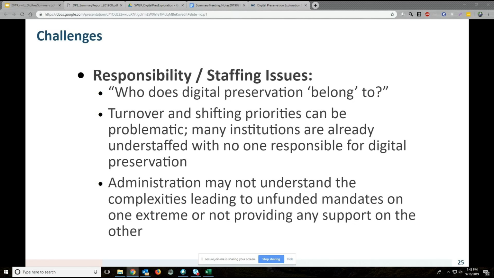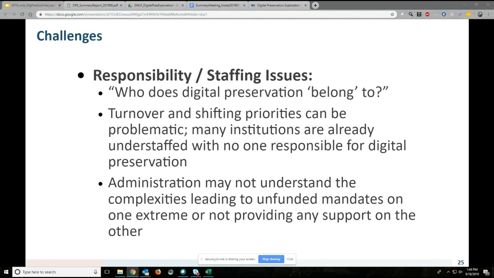There's also just the issue of turnover and shifting priorities that can be problematic. There are already issues with understaffing, with no one specifically responsible for digital preservation. And when you have things that feel like a much more immediate need, it's easy for that to get kicked down the path until someone has time to deal with it. And connected to turnover and shifting priorities, you lose that training and skill set that might be needed to build that infrastructure and support.